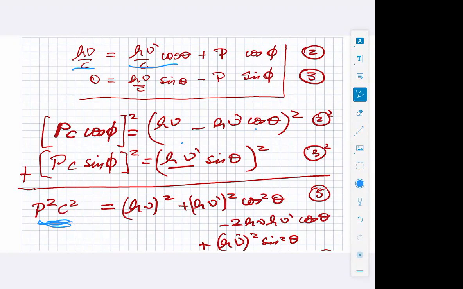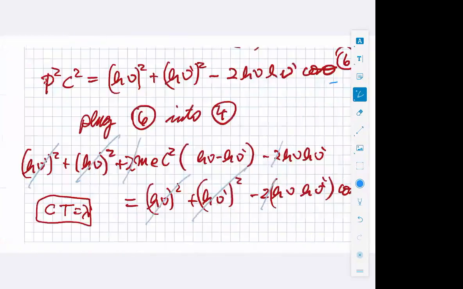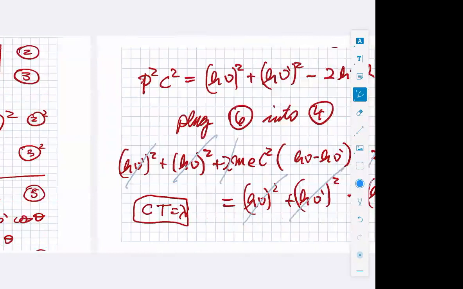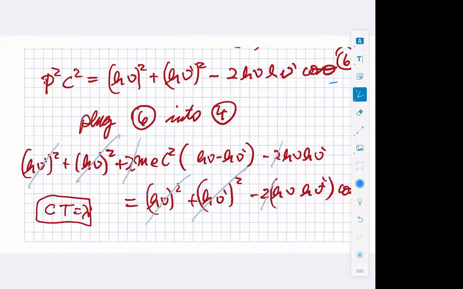How do I get rid? Sine square theta plus cosine square theta is equal to 1, because they are both multiplying h nu square. So this is what I write here. So h nu square is h nu plus h nu square minus the double product. Okay, now I have 6.